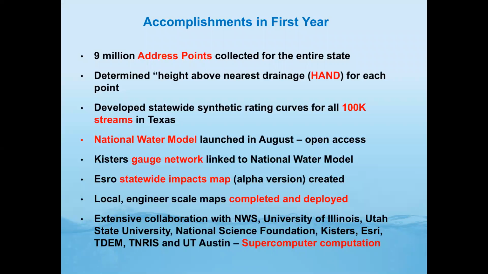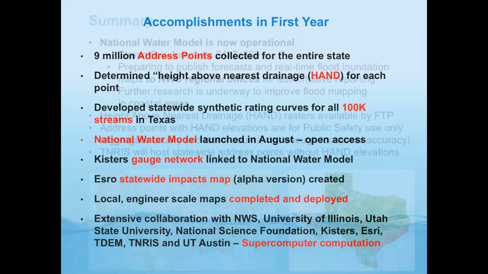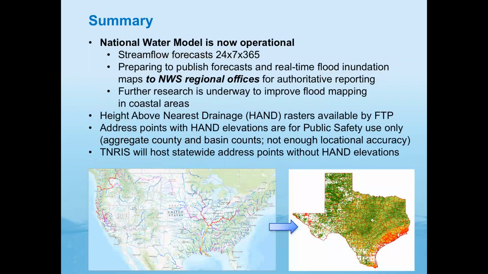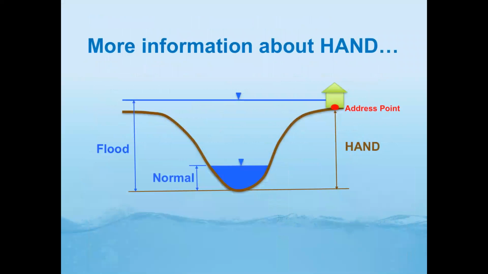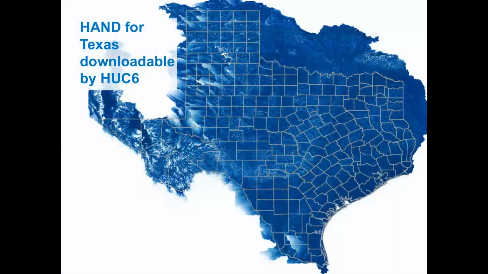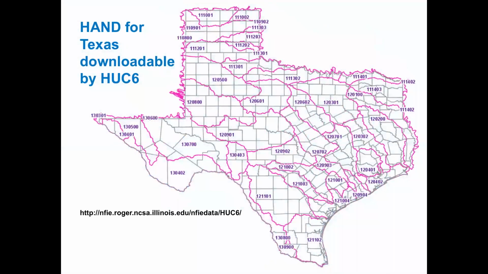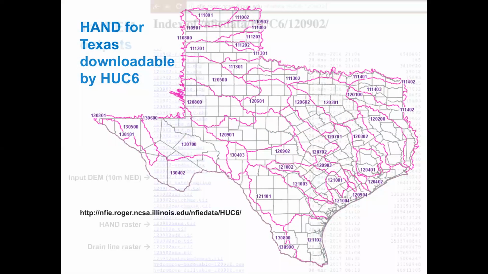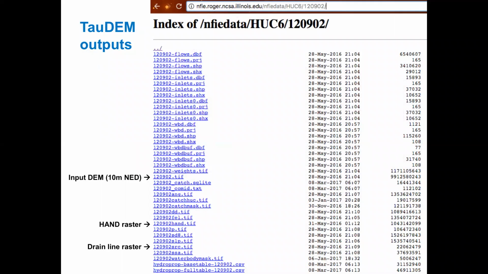We've used quite a lot of supercomputer time, but it turns out that there's some parts of this that you can do for yourself. So this is just a summary, but I want to show you now a little more information about how the HAND itself is computed. So here's what HAND looks like for Texas. We saw that. You can download HUC 6s of these, and I'm going to show you what those look like. Here's one of the folders of HUC 6 HAND for 120902. That's the HUC 6 around Austin.